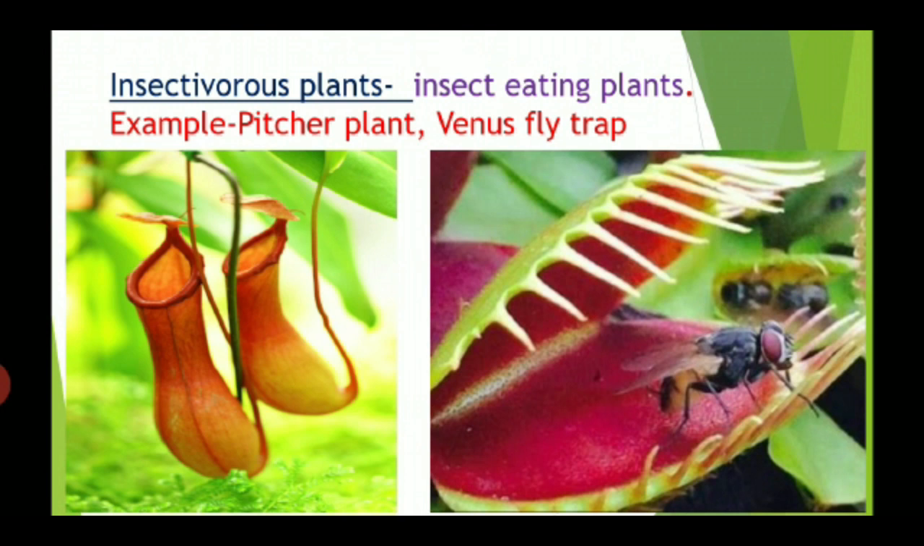Now let us see one very interesting special mode of nutrition. Here on the screen there are pictures of insectivorous plants. The first one is pitcher plant and the second one is Venus flytrap. Now let us see what exactly they are. Insect eating plants are called insectivorous plants like pitcher plant and Venus flytrap. They are generally green plants, therefore they can prepare their own food. But for preparing proteins, they cannot get nitrogen from the surroundings. The insects on which they feed fulfill their nitrogen requirement.